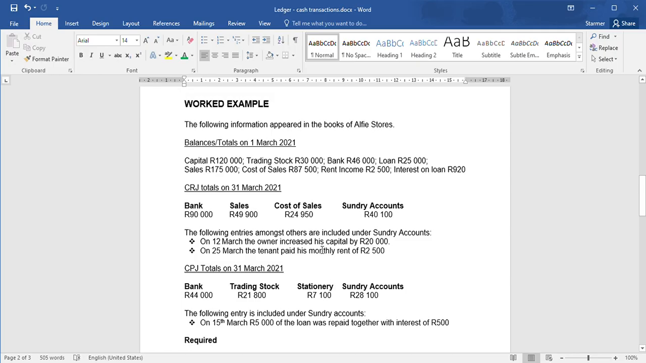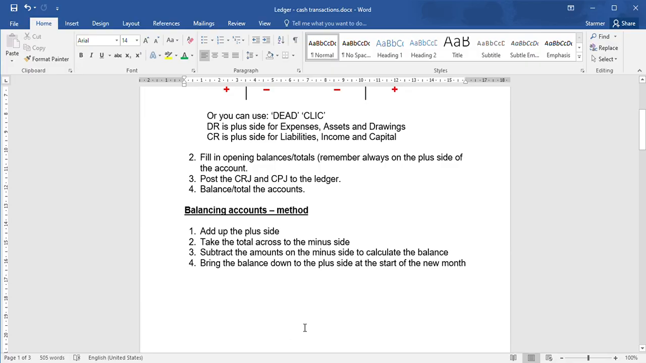So now we have posted all the information from the cash receipts journal and cash payments journal to the general ledger. Now we come to the balancing of accounts. The method you need to follow here: Step 1 is to add up the plus side. Step 2 is to take the total across to the minus side. Step 3 is to subtract the minus side to get your balance. And step 4 is to bring the balance down to the plus side at the beginning of the new month.